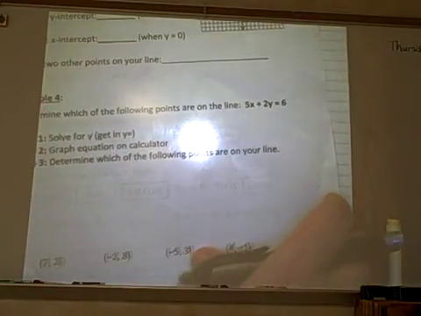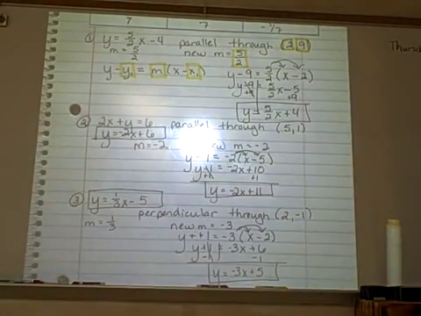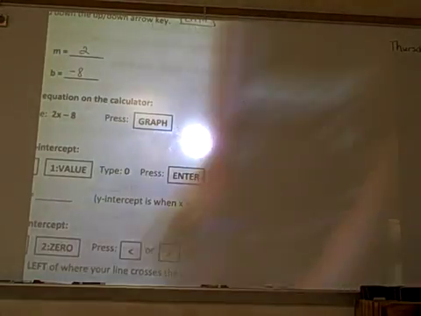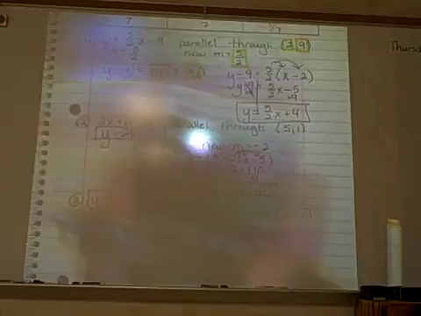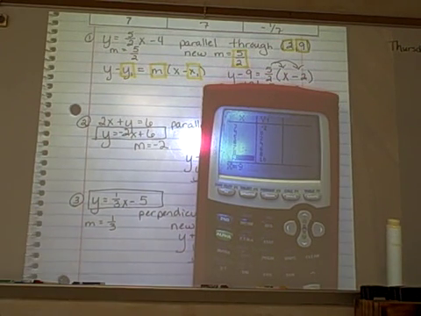Anything else on here that y'all really need to know how to do? I think that's about it. I want to go back to the word problems now. So keep your calculator out, but put that paper away. You can fold that paper and just stick it in your journal so that you have those instructions.